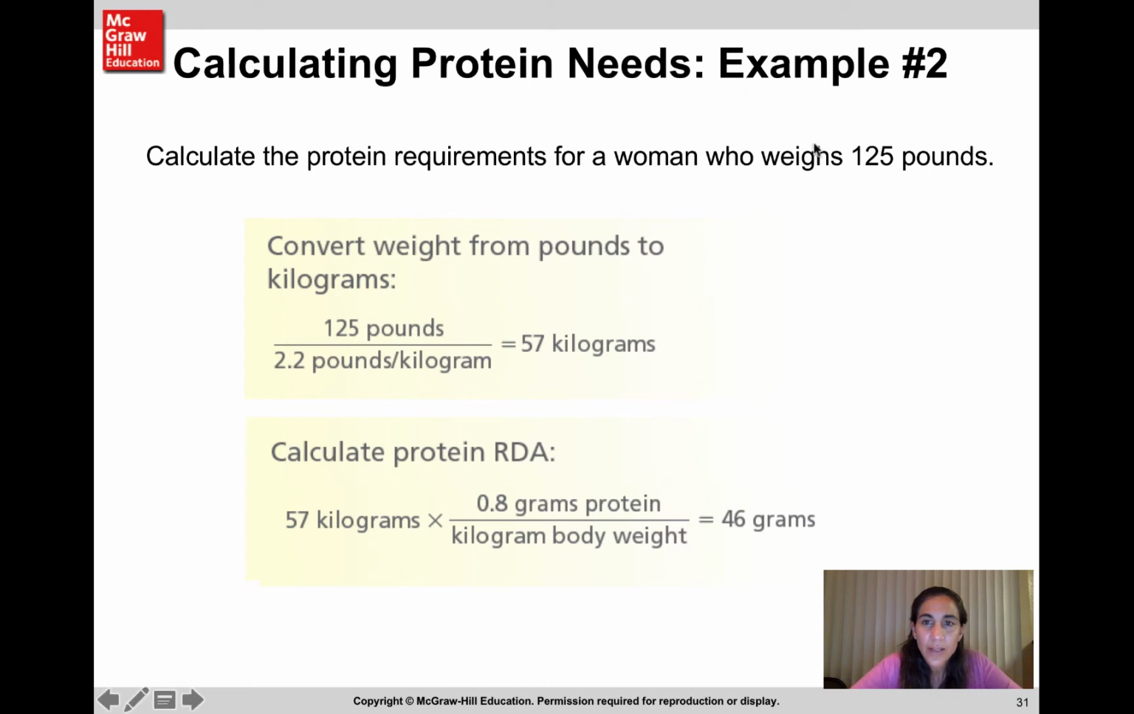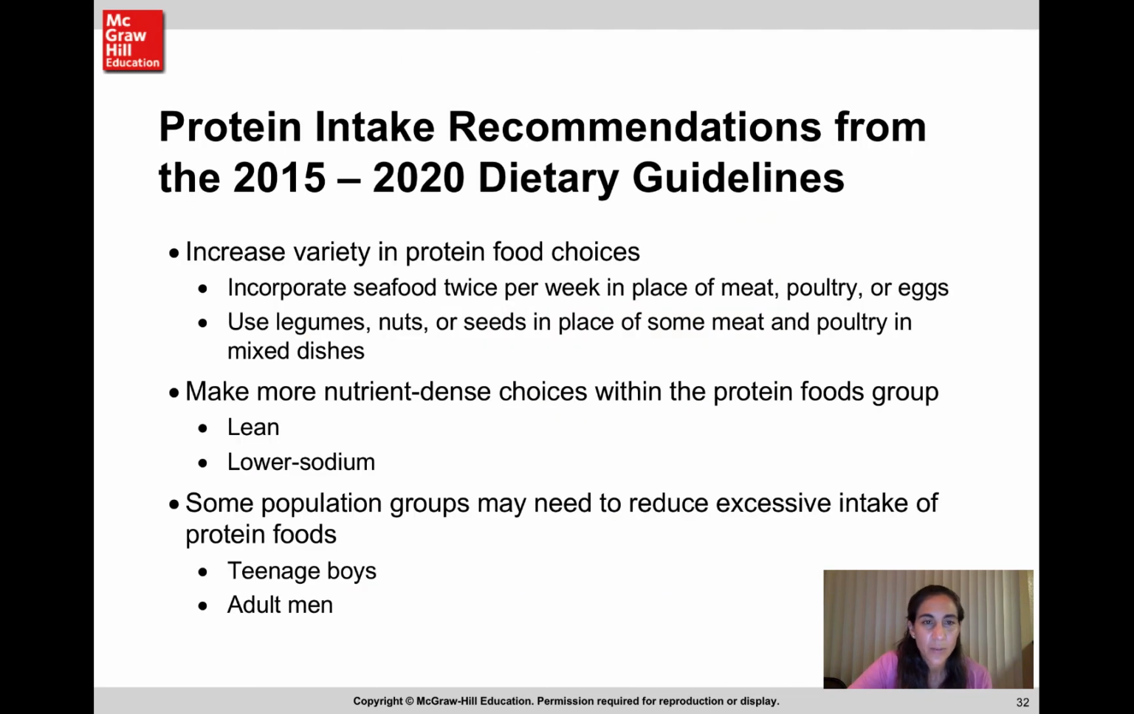For a woman weighing 125 pounds, you would divide their weight by 2.2 and see that their weight in kilograms would be 57. 57 kilograms times 0.8 would be 46 grams of protein. So 56 and 46 for the two examples. You can see, and if you've ever calculated your own protein intake or others, most individuals in the US consume above their RDA for protein.